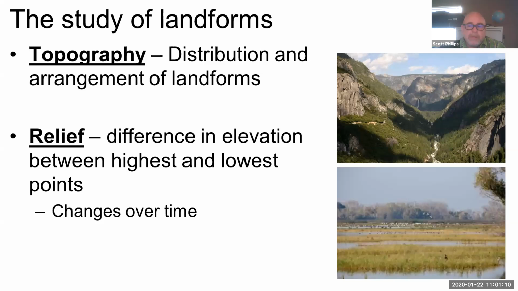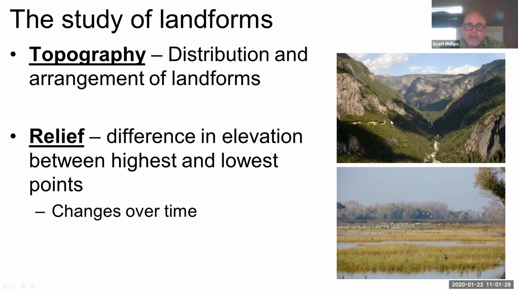A couple of terms that we use when we're describing landscapes and landforms. We can talk about topography. That's how landforms are distributed, where they are, and how they're arranged on the landscape. And also we can talk about relief. That's the difference in elevation between the highest and lowest points.